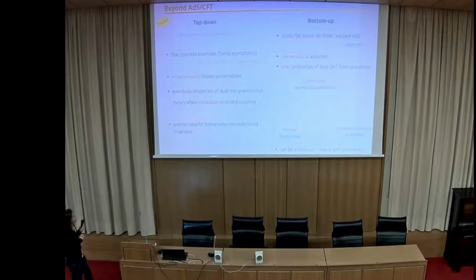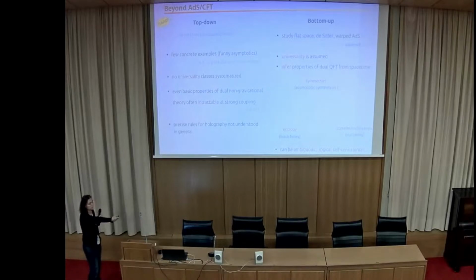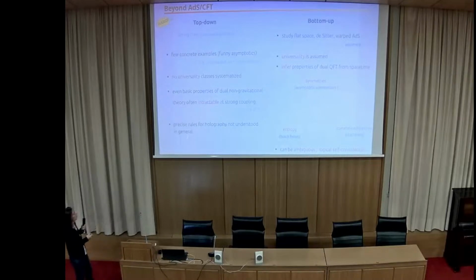Now, oftentimes these theories, like when you want to use supergravity near the boundary, are going to be very strongly coupled and non-local, so you have no clue how to track them down. An example is due to string theory. Also, the precise rules for holography are not understood in general in this background. There's some work, for example, for D-branes, but there's really no general understanding for these top-down examples.